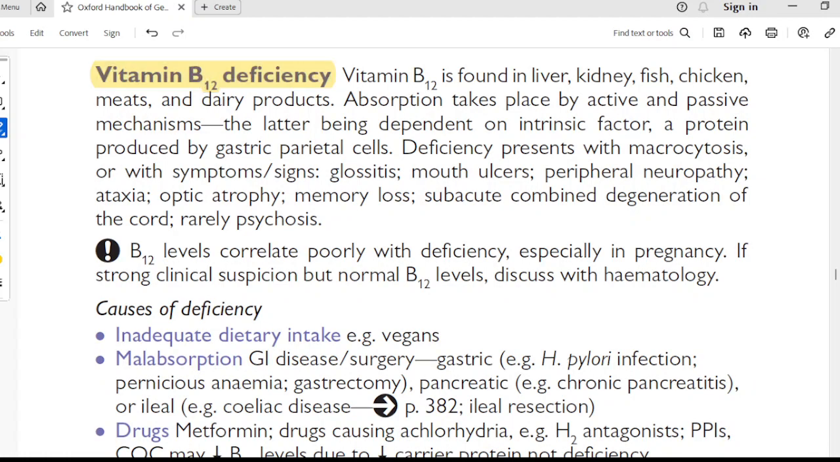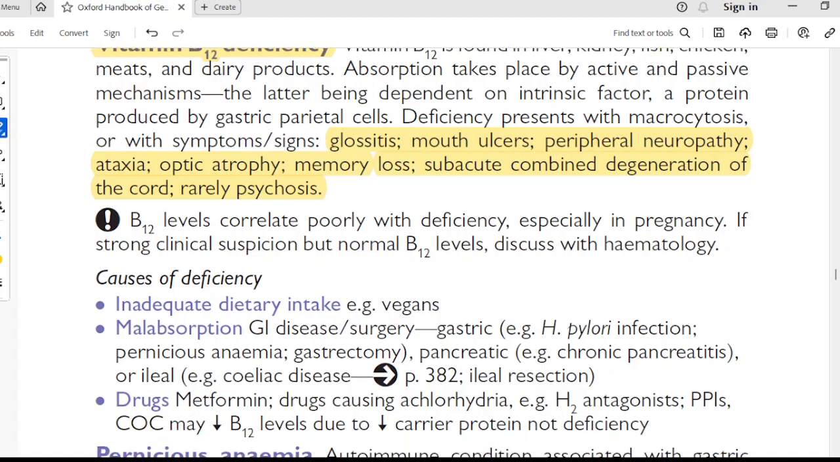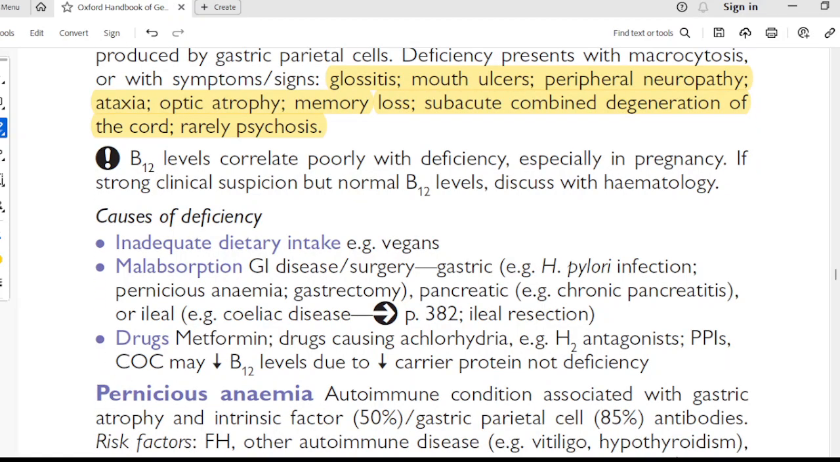Vitamin B12 deficiency. Vitamin B12 is found in liver, kidney, fish, chicken, meats and dairy products. Absorption takes place by active or passive mechanisms, the active one being dependent on the intrinsic factor, a protein produced by gastric parietal cells. Deficiency presents with macrocytosis or with symptoms and signs like glossitis, mouth ulcers, peripheral neuropathy, ataxia, optic atrophy, memory loss, subacute combined degeneration of the cord, and rarely psychosis. B12 levels correlate poorly with the deficiency, especially in pregnancy. If there is strong clinical suspicion but normal B12 levels, discuss with hematology.